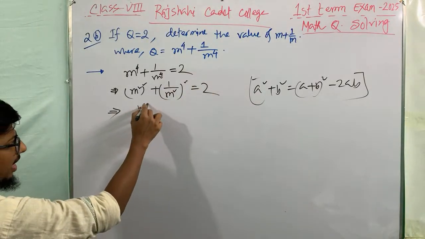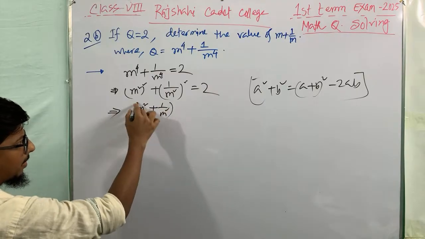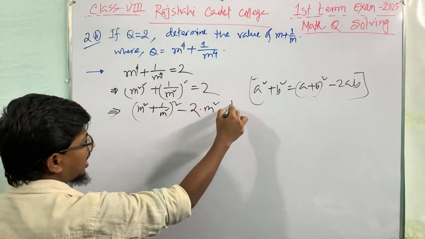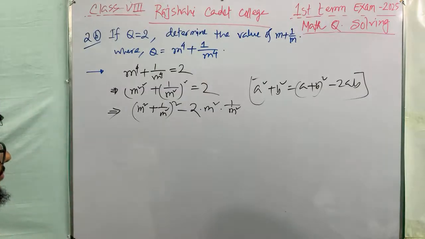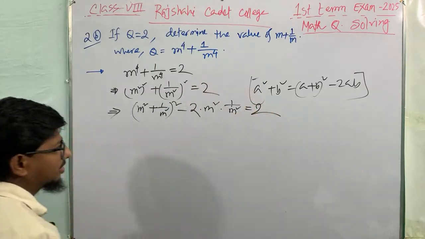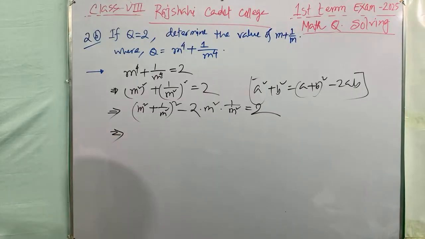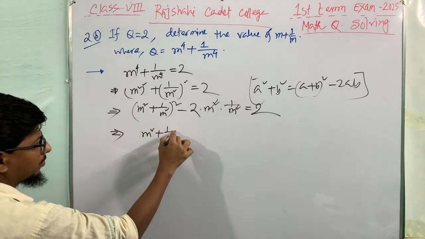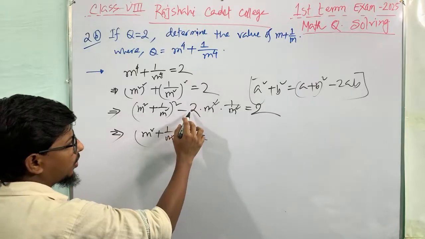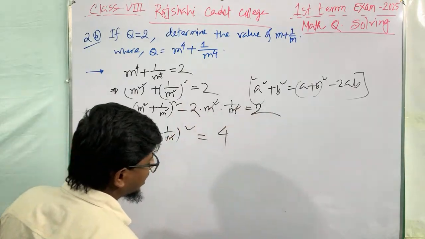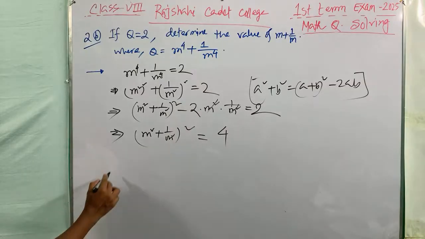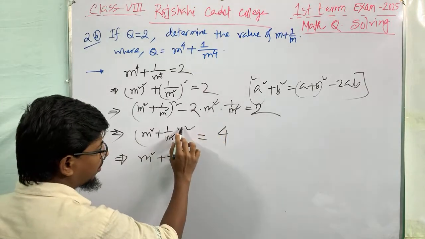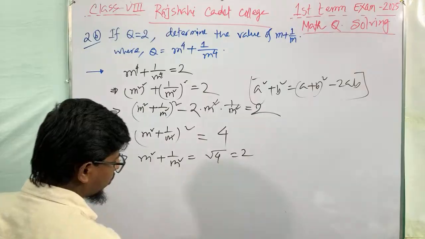So I will have a plus b whole square minus 2 into a, which is m square times b, and all of this is equal to the right hand side, which is 2. Okay, so now we have m square and m square cancelling each other out. So I have 2 minus 2 here, and I take that to the right hand side, I get 4. And after that, I take the square root of 4, I get 2.